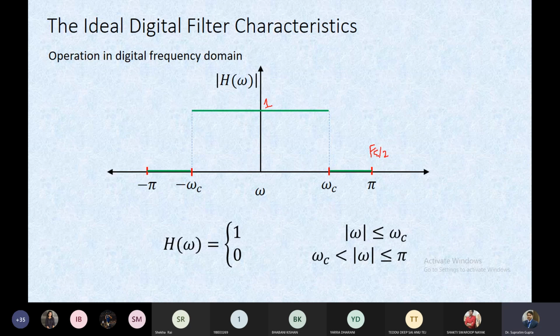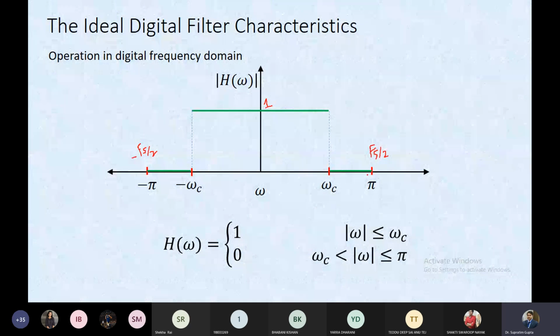Now depending upon this, the analog frequency range will vary. So if fs is 3000, it will be 1.5k. If it is 100, it will be 50, and like that. But in the digital domain, this minus pi to pi will not change. It will always remain constant.